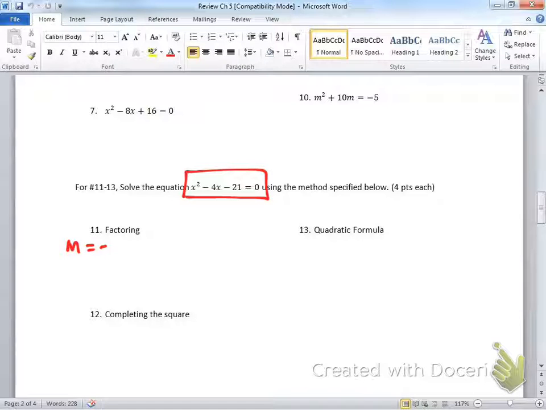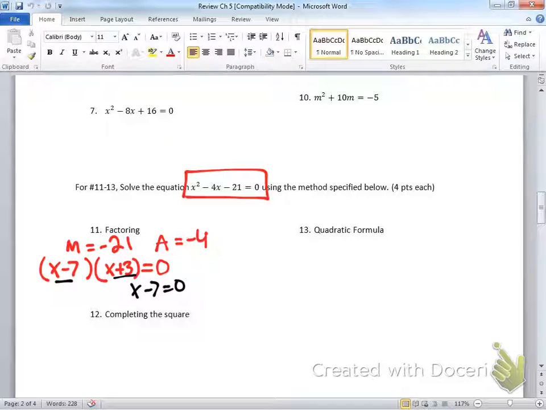Okay. Multiply to negative 21. Add to negative 4. What are the magic numbers? Negative 7 and plus 3. Okay, good. Now, the lead coefficient is 1, so you don't have to do the bottoms up step because dividing by 1 doesn't do anything. So you can go straight to zero product rule. So x minus 7 equals 0, and x plus 3 equals 0. My two solutions are positive 7 and negative 3.